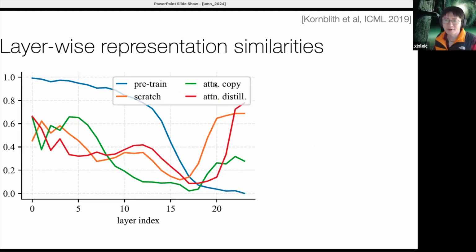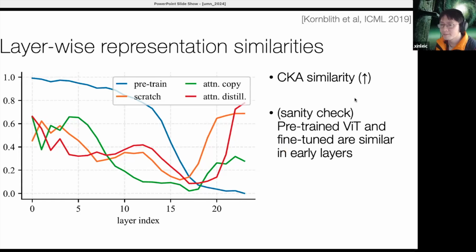We also did some comparisons between the attention transfer model and the pre-trained or fine-tuned model. So here, the horizontal axis is the layer index. In total, there are 24 layers. And vertically, we show the CKA similarity. It's a similarity metric, so the larger is more similar.